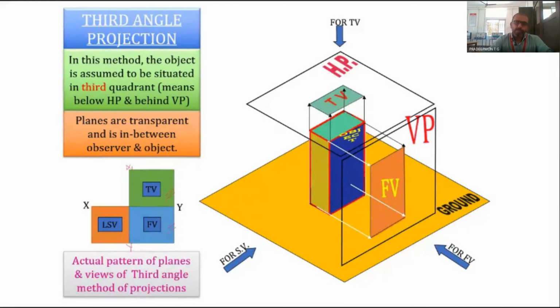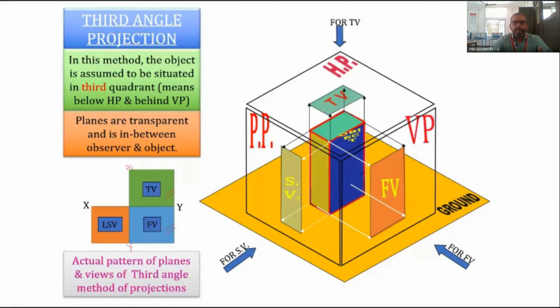And in this case also, the shape of the top view will be the same as the shape of the top face, and the shape of the front view will be the same as the shape of the front face. And the profile plane will be lying in between the object and the observer when he is observing from the side. So in this case, the side view will be obtained here.